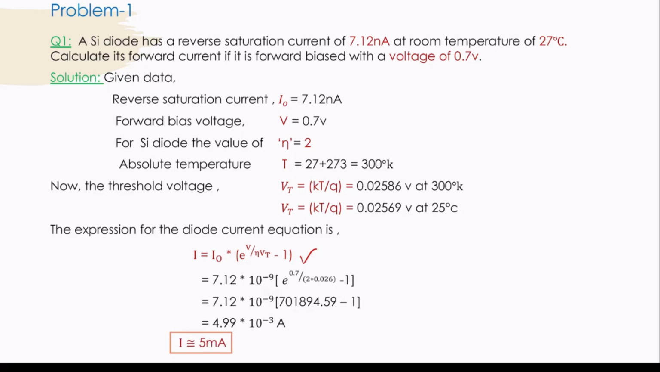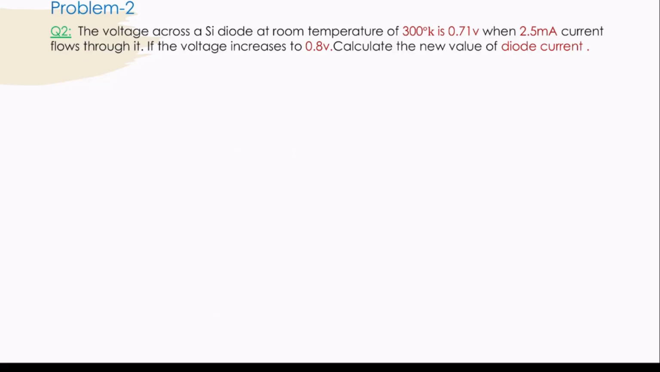So finally we get the value of forward current I is approximately equal to 5 milliamperes. Now the second problem. The question is, the voltage across a silicon diode at room temperature of 300 degrees Kelvin is 0.71 volts when 2.5 milliampere current flows through it. If the voltage increases to 0.8 volts, then calculate the new value of diode current. Now let us see the solution.